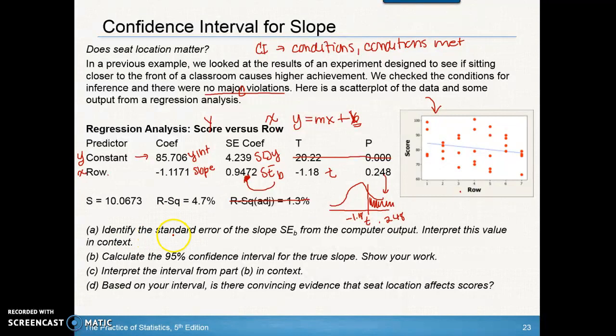Now it says, identify the standard error of the slope from the computer output, interpret this in context, calculate the 95% confidence interval for the slope, show your work, interpret the interval in context, and based on your interval, is there convincing evidence that seat location affects scores? So go ahead, try this, and see how you do.